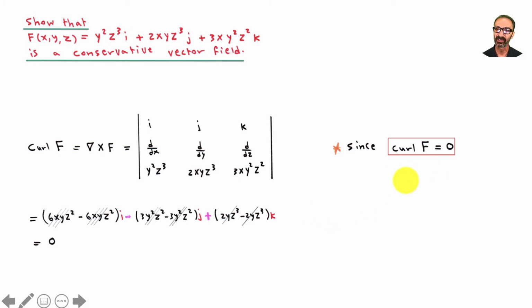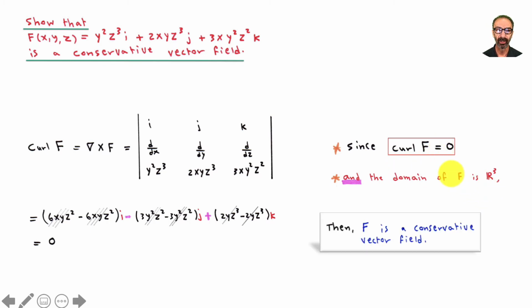Since the curl of F is 0, and, see, I'm underlining the word "and", the domain is R^3. Now, I could say that F is conservative. Without that, I cannot just say that F is conservative and get full credit. That's how the second theorem was stated.